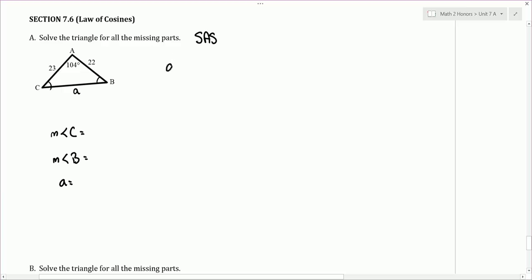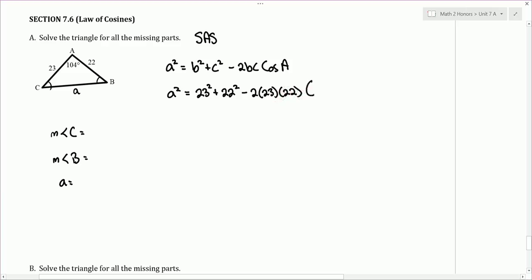Law of cosines says that a squared is equal to b squared plus c squared minus 2bc times the cosine of angle A. And I know little b and little c and angle A, so I can plug those things in. So a squared is 23 squared, b is 23, plus 22 squared minus 2 times 23 times 22 times the cosine of angle A, which is 104.